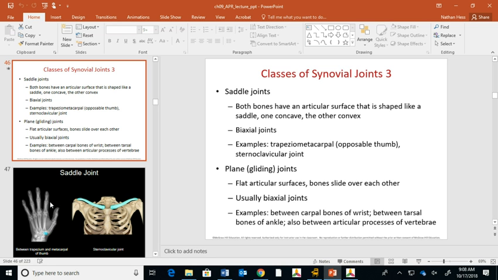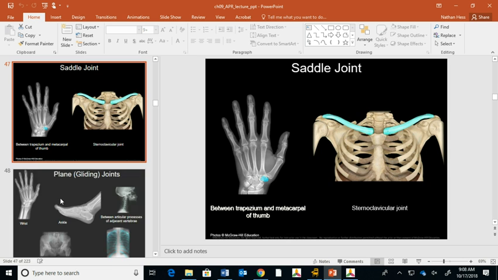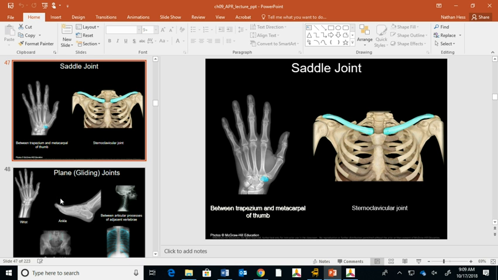The other place that we see that is the sternoclavicular joint. Sterno is what? Sternum. Clavicular is clavicle. So the joint between your sternum and your clavicle, so this right here. Does that make sense? We show you those saddle joints that are there.